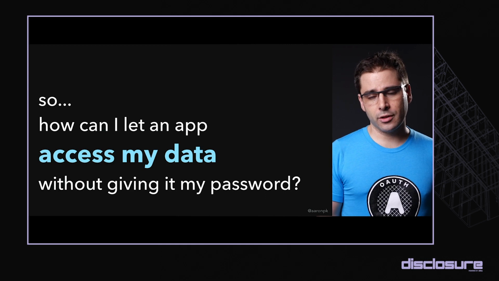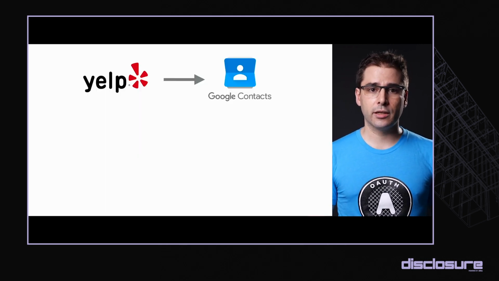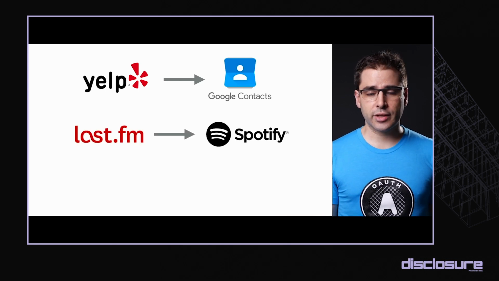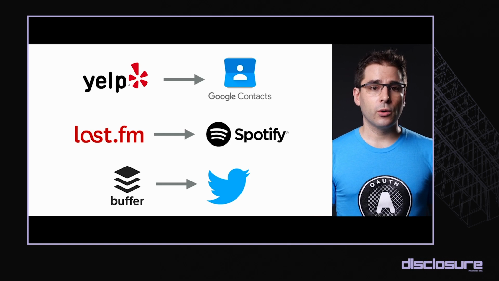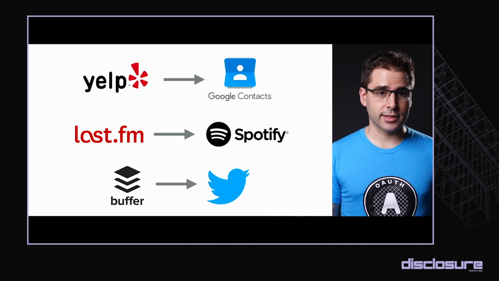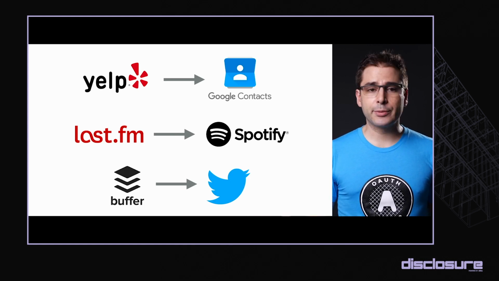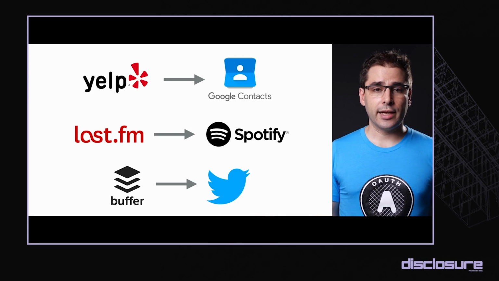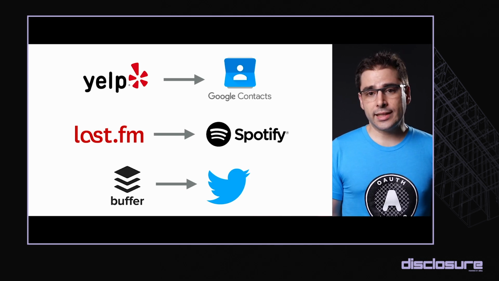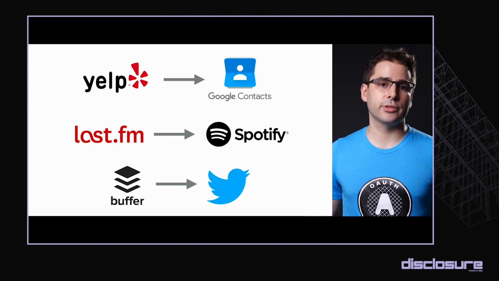So this was the original goal of OAuth, and it started out by focusing on this sort of third-party app use case, where Yelp is trying to get data from Google Contacts, or Last.fm is trying to get data from Spotify, or Buffer is trying to post data into your Twitter account. It really started with this third-party app access use case. So at the end of the day, what these apps are trying to do is get access to data. And in order to do that, they need to get what's called an access token in OAuth. That access token isn't the data itself. It's a way the app can go and make an API request to access that user's data.